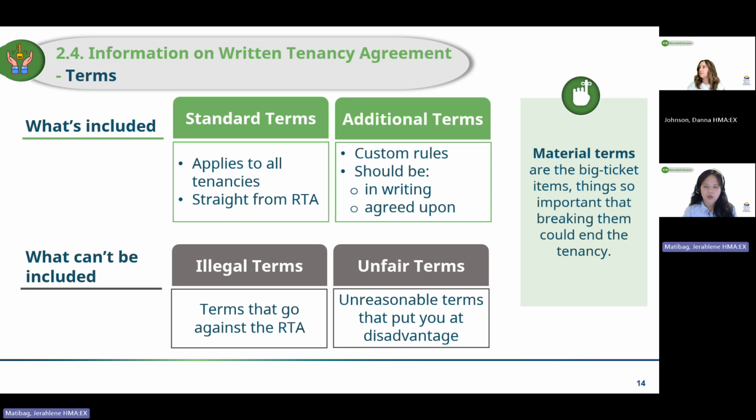And then finally, there are what we call material terms. These are the most important rules in your agreement. Breaking a material term can have a serious consequence, including eviction. So for example, if the agreement clearly says no pets and you agree to that, but later on you get a pet, that could be a reason for the landlord to end your tenancy. But it's important to note that a material term is something that both you and the landlord have agreed on. That is, it is a big ticket item.